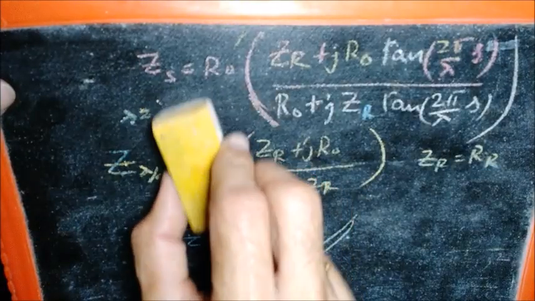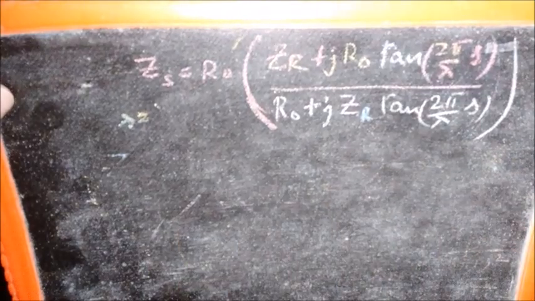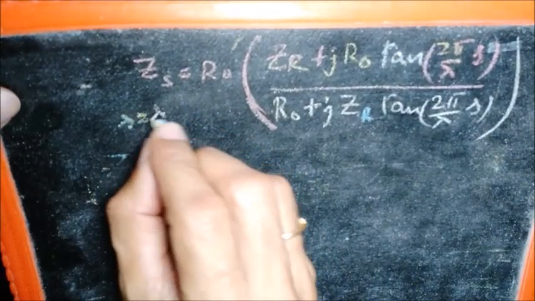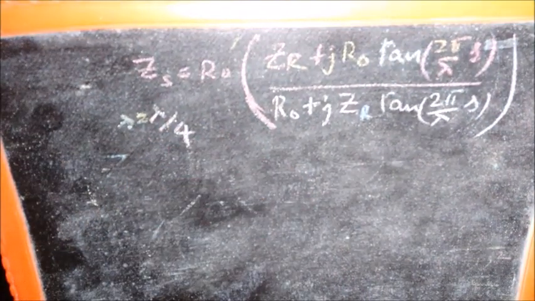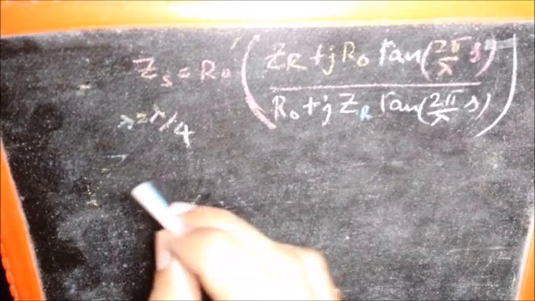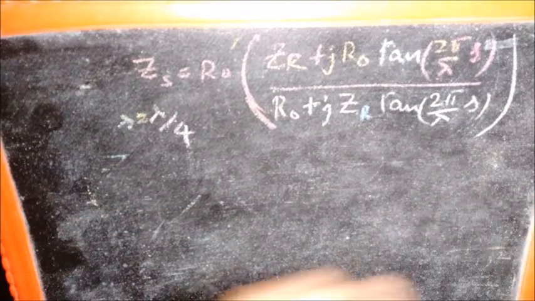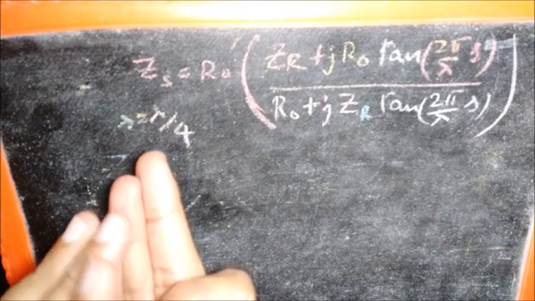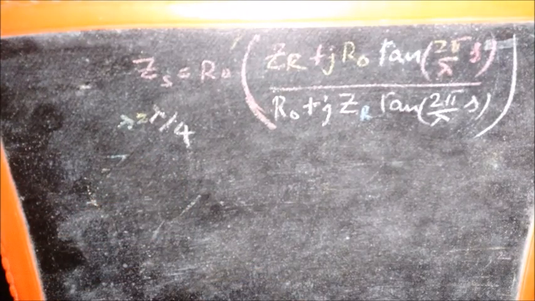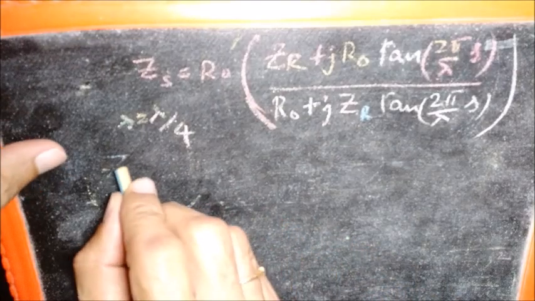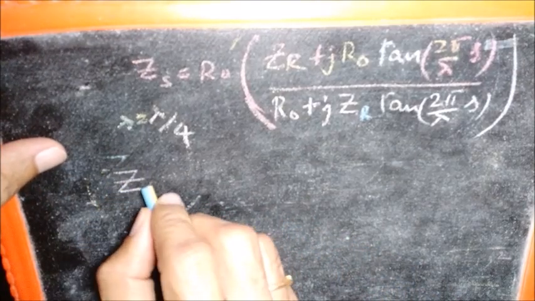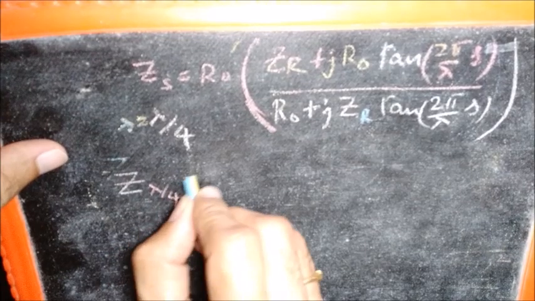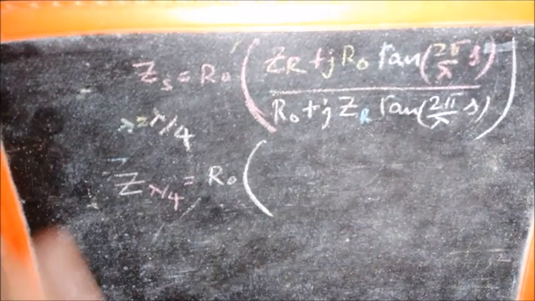Now next we take the case of a quarter wavelength transmission line. That means the length of the transmission line is lambda by 4. So again, for example, if the wavelength of operation is 2 meters, then the length of the transmission line in this specific case, since it is lambda by 4, will be 1 by 2. That is what we mean. So in that case, Z lambda by 4 will be equal to R naught.